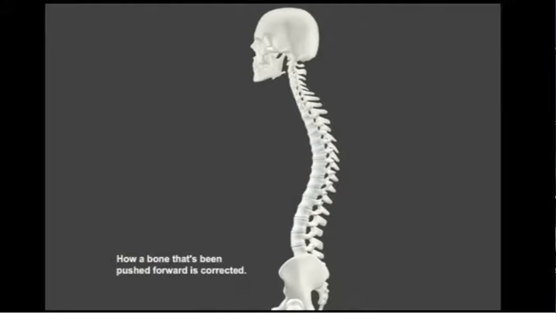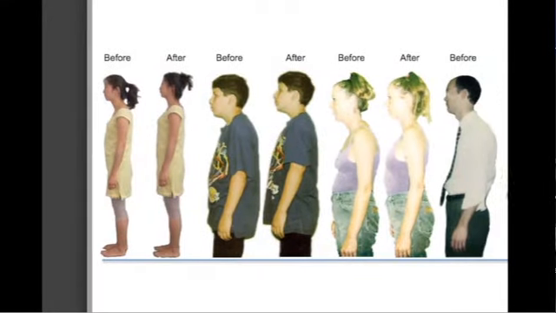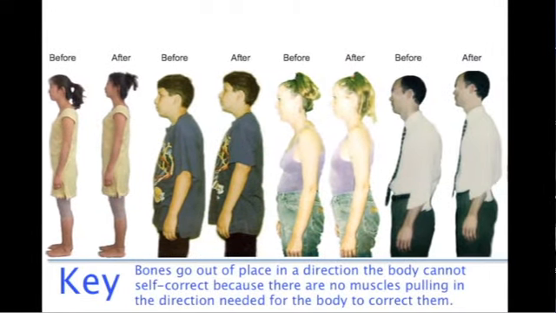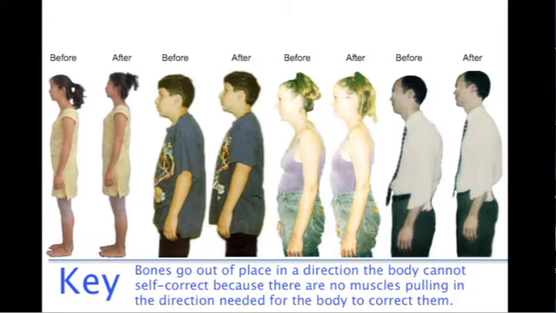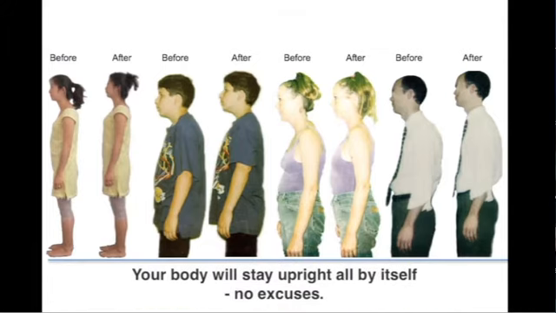So I can tell you the following. Number one is the key to what happens with bodies is bones go out of place in a direction the body can't self-correct because there's no muscles pulling in the direction needed to correct them. And if your doctor, physical therapist, chiropractor, osteopath, voodoo doctor, whatever, Rolfer, any of those people, if they are actually correcting your structure, when they say breathe in, breathe out, relax, and let your body slump, your body will stay upright all by itself. Now I've shown a child here.